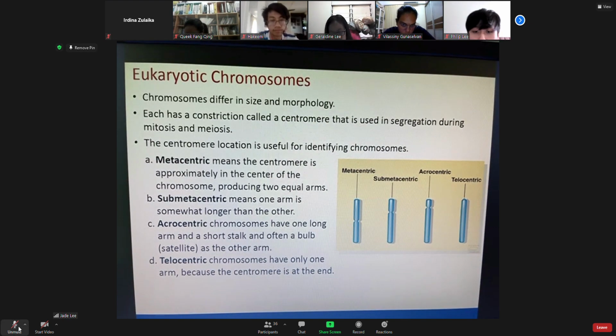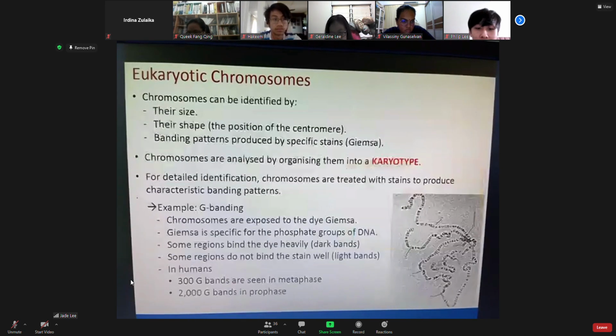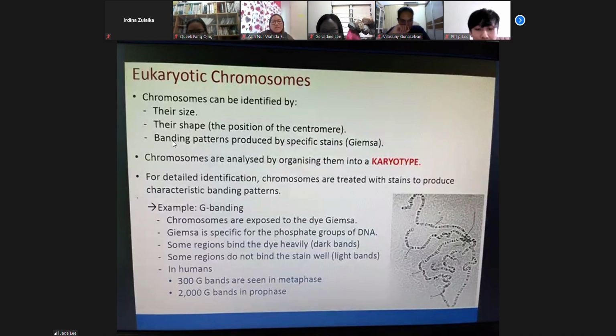Okay, ada maksud dia sendiri kenapa dia macam itu. Kenapa dia metacentric, kenapa dia submetacentric, kenapa dia acrocentric dan juga telocentric. Ada sebab dia. Okay, so they can be identified by the size, the shape, the positions of the centromere, and also the banding pattern produced by a specific stain. Now here we use Giemsa, okay, what you call G-band.